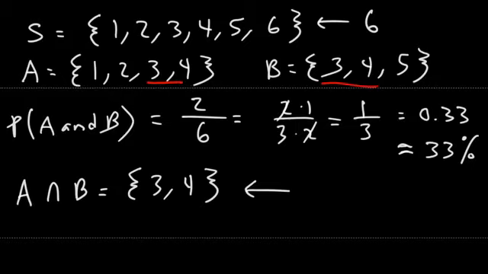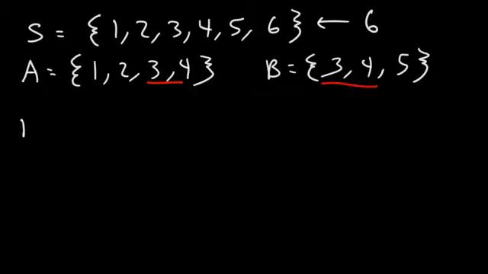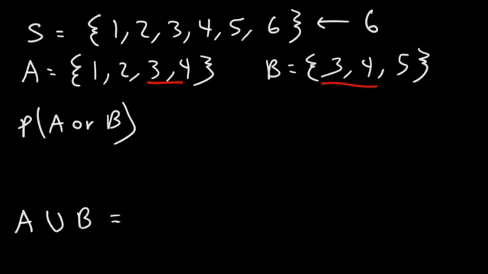Now, what about the probability of event A or event B occurring? What's the answer to that question? Let's write the sample space of A or B. So this is going to be the union of these two events. So basically, it's going to be all these numbers combined.